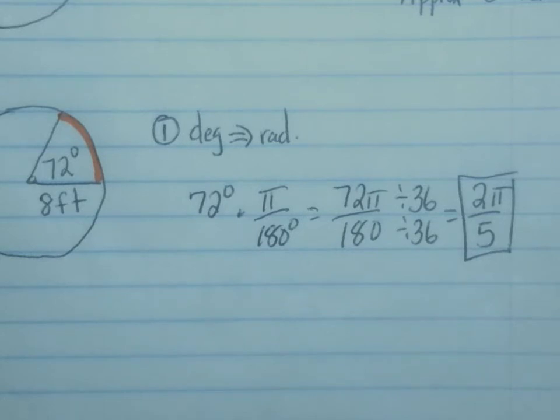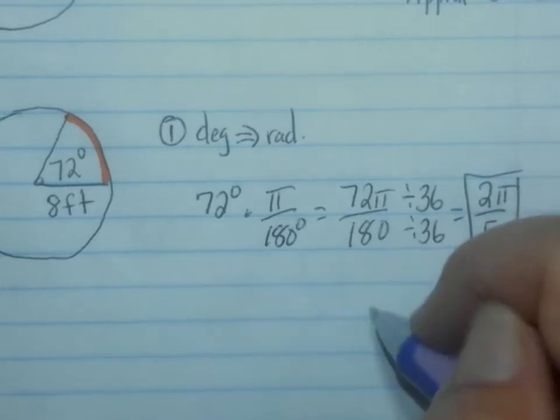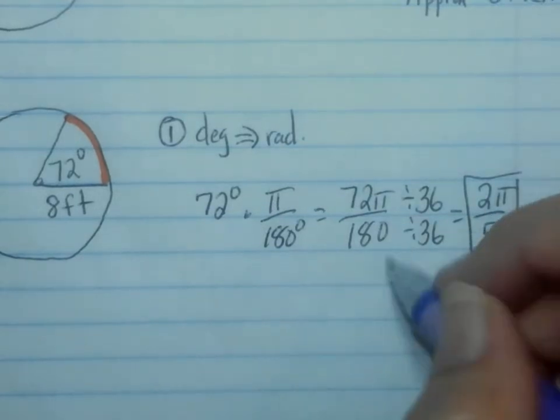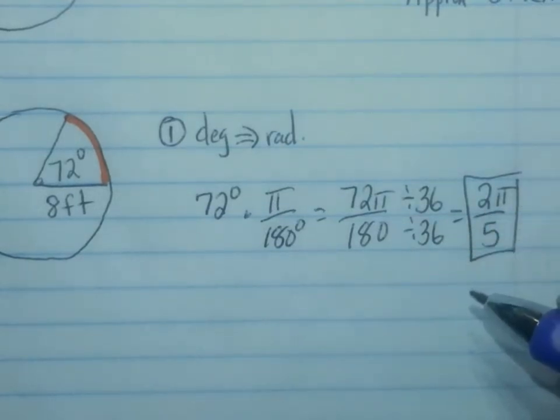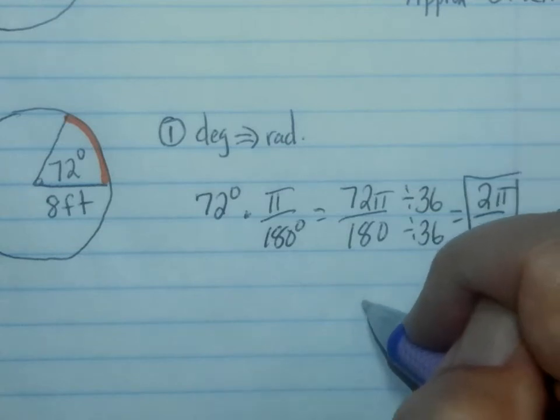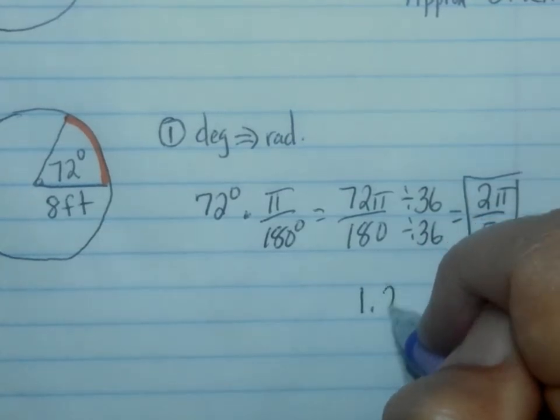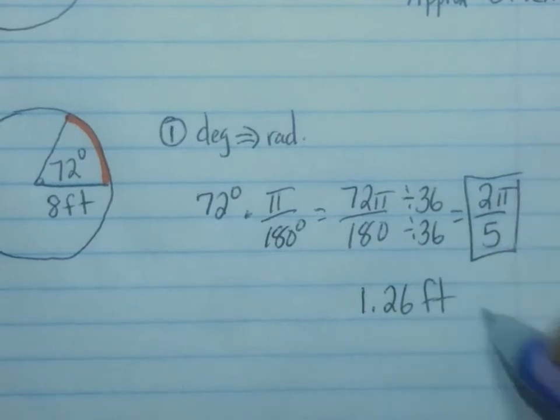And then if you were going to go to the store and buy that amount of material for your fence, then you would need to get 1.26 feet of fence.